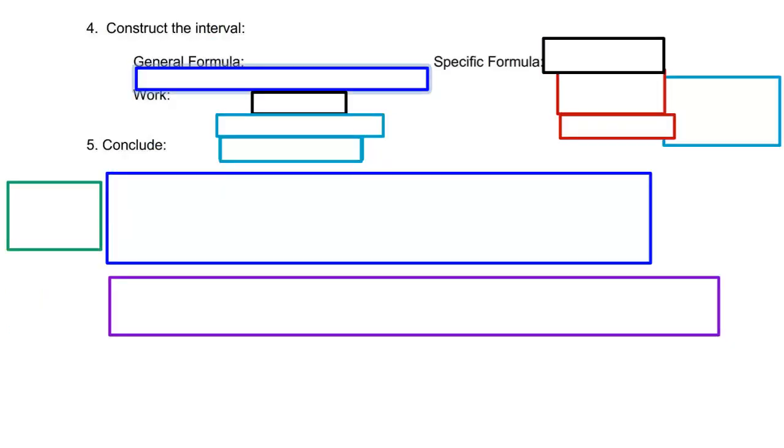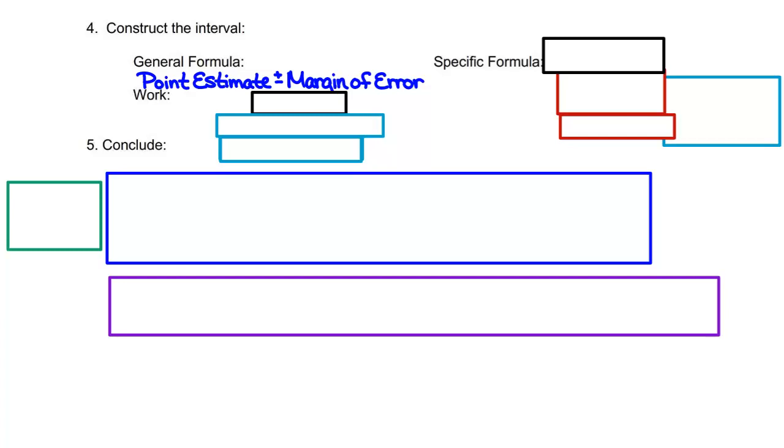All right, so general formula, point estimate plus or minus margin of error. Specific formula, what do you think our point estimate is here? b. Plus or minus, do you think this is a z star or a t star situation? t star. Why? We're going to perform a t-test. It's not using means, we're actually looking at slopes here.